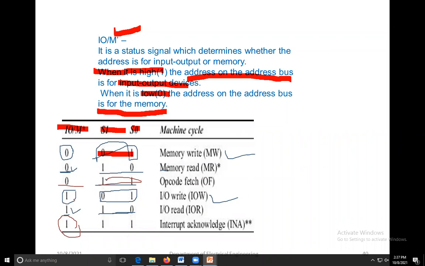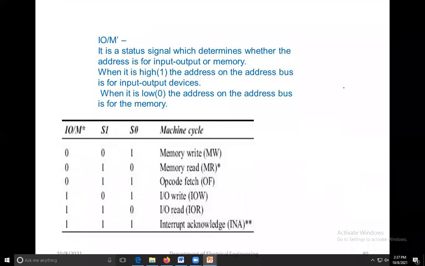Okay. So remember the S1 and S0 functions. Understood? If it is 00, you have to read the data, but from where? From the memory. If it is 01, you have to write the data to the memory. If it is 10, you have to read the data from the memory.